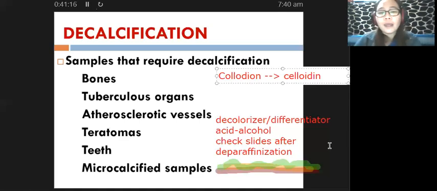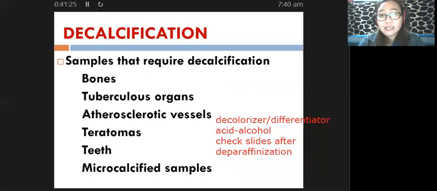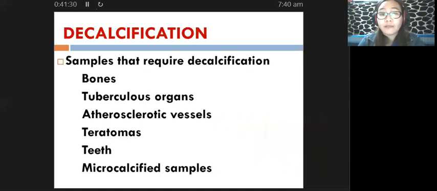What can we conclude? We can conclude that there is actually no ideal decalcifying method, or no ideal way by which we can perform the process of decalcification. Why? Because if you do not perform it, there are consequences.